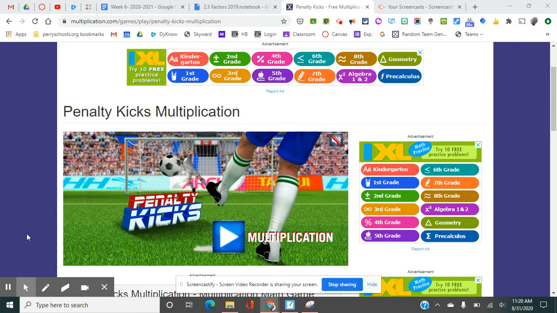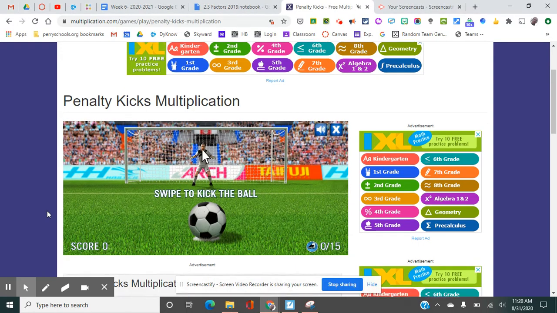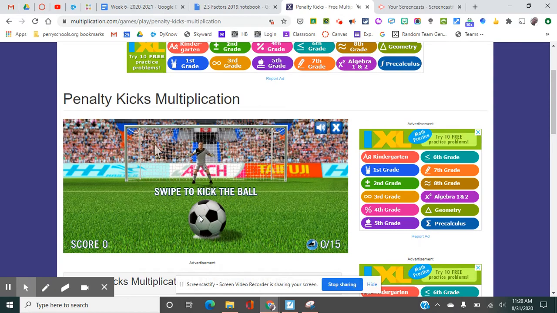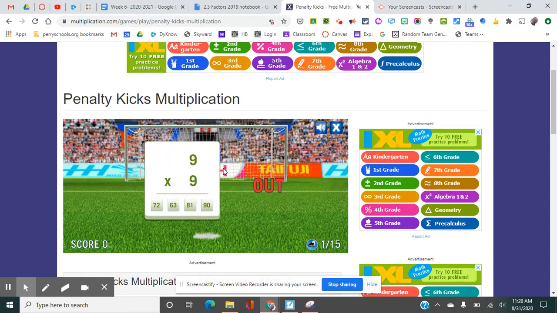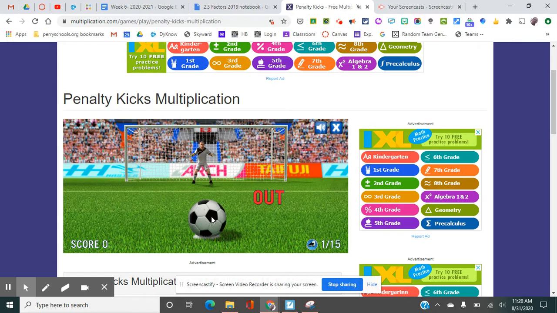Today we're going to be talking about how to find factors of a number. And yes, your eyes are not deceiving you. I have penalty kicks multiplication here. Let's see how I do. Oh, I get to kick the ball first. I'm going to go that way. Oh, just wide to the right. 9 times 9, these are factors. 9 times 9 equals the product of 81.